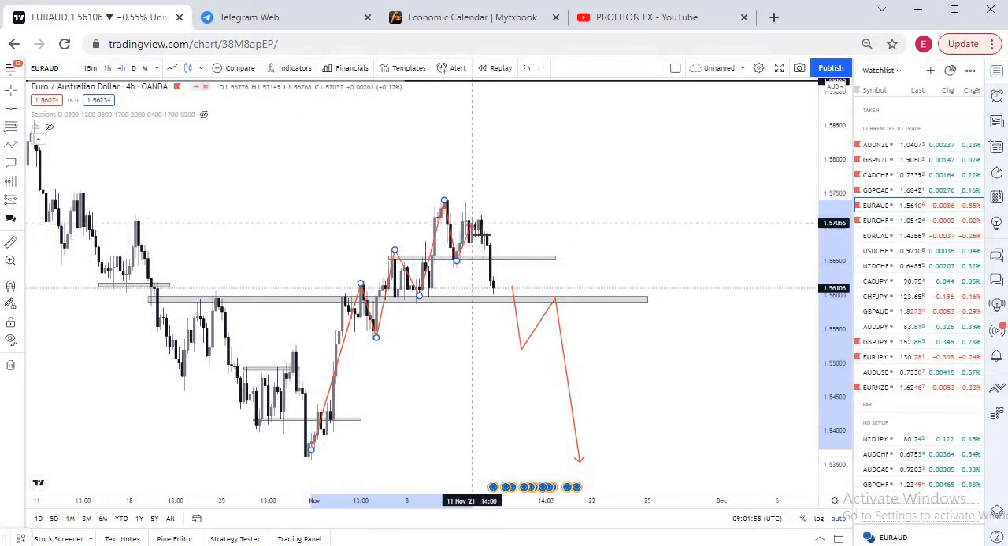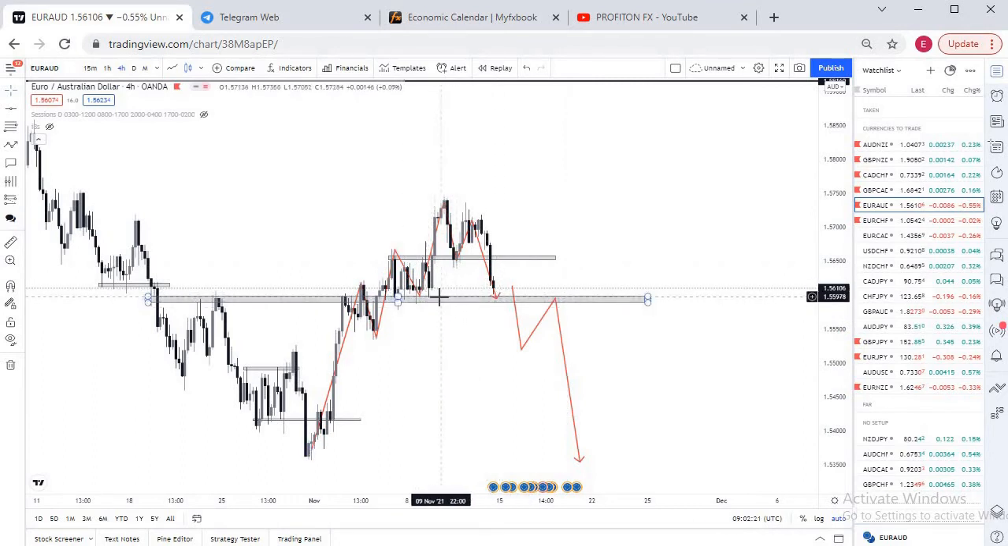I wouldn't really consider this as a lower high. So price is currently below this previous lower high here, lower low here. We are currently approaching this level. Now, for me, this is the main level that I'll be watching.